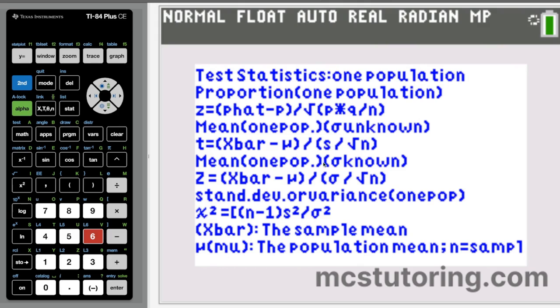And then the mean, one population where sigma is known, Z would be x bar minus mu divided by sigma over root n. And standard deviation or variance for one population, chi squared is going to be n minus 1 times s squared divided by sigma squared. And then x bar is the sample mean. And this little symbol, which looks like a cross between an m and a u, is actually a mu, and it's the population mean. N is the sample size.